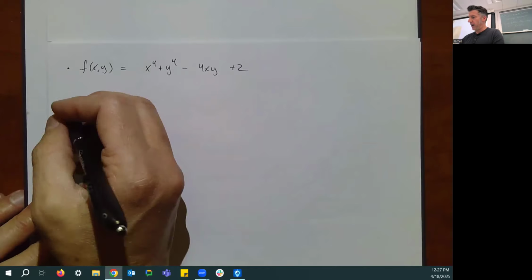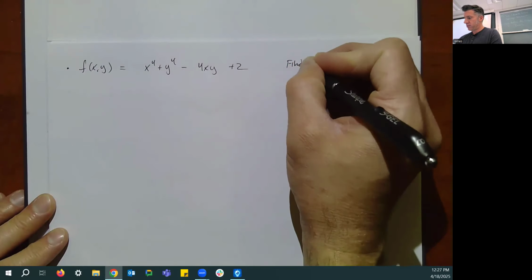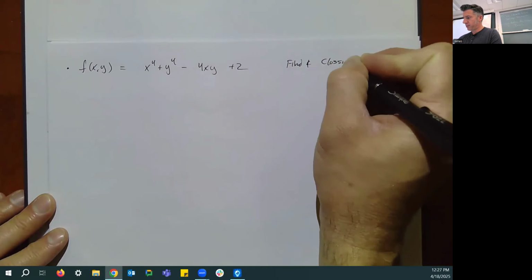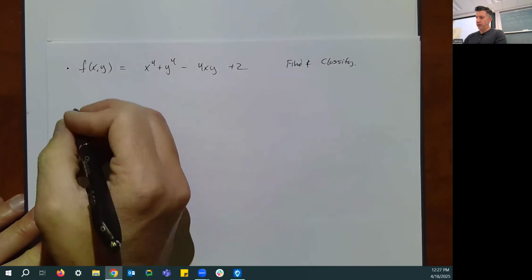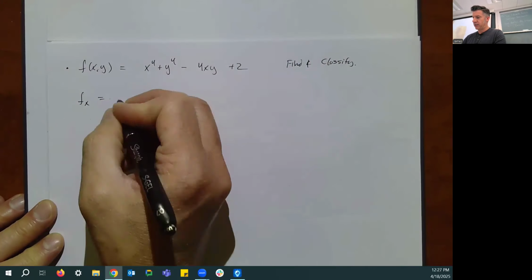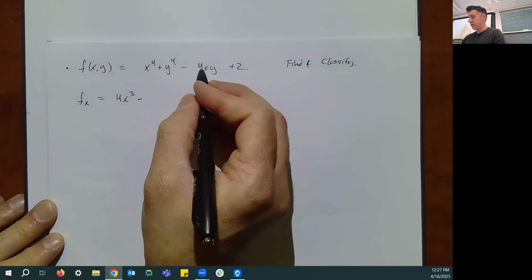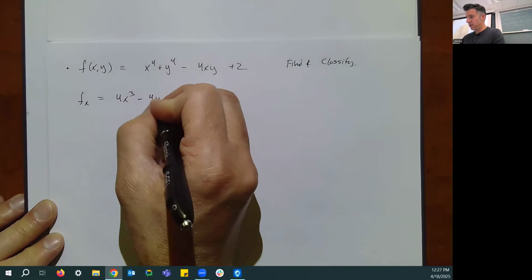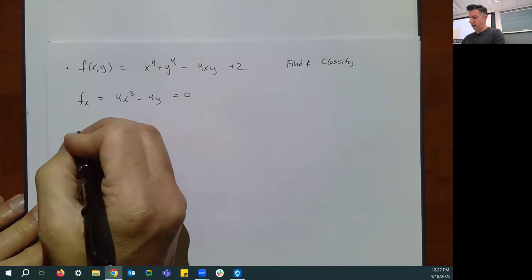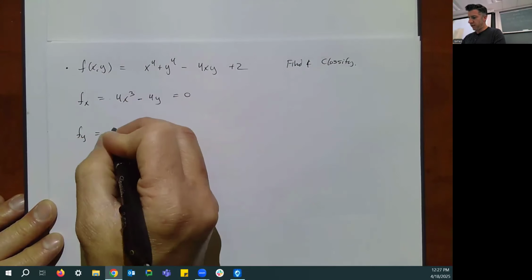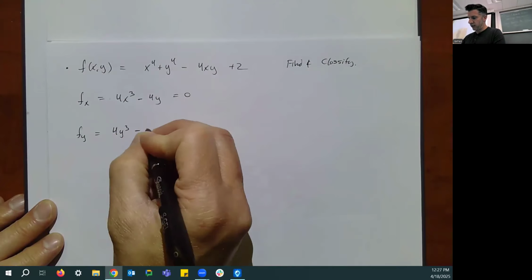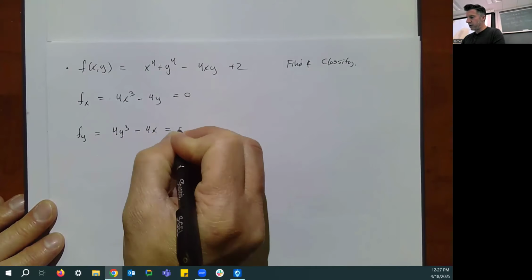We're going to, again, find and classify. So we're going to take our partial derivatives. Fx is 4x cubed minus 4 times y. Set that equal to 0. And our Fy is 4y cubed minus 4x.